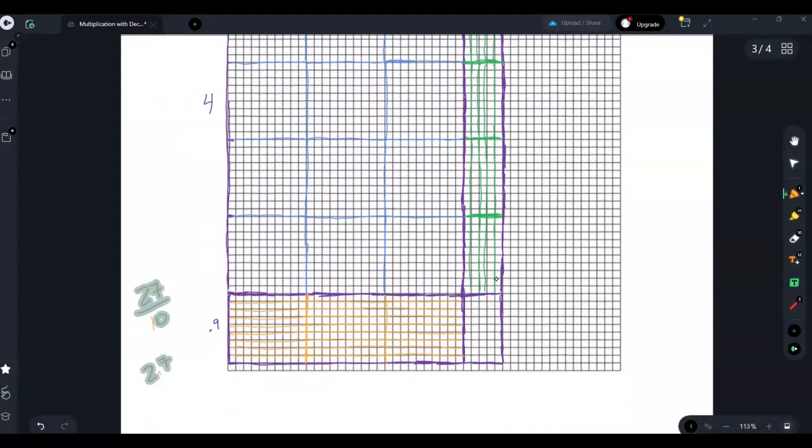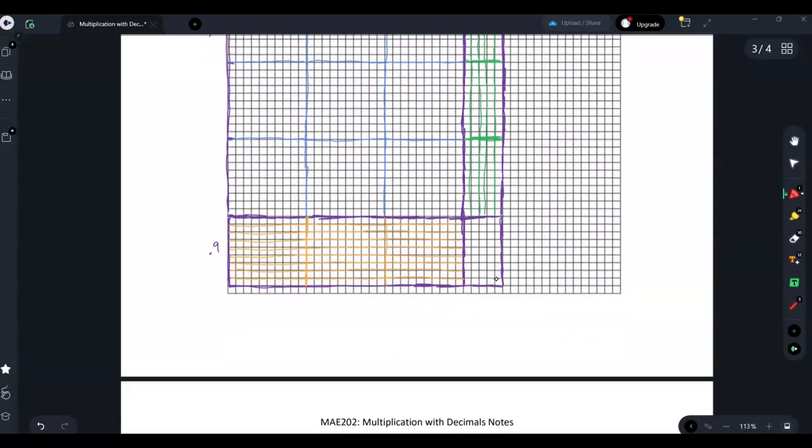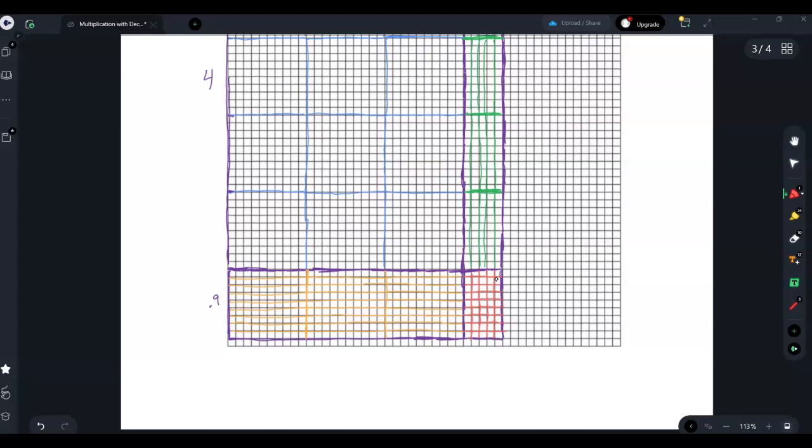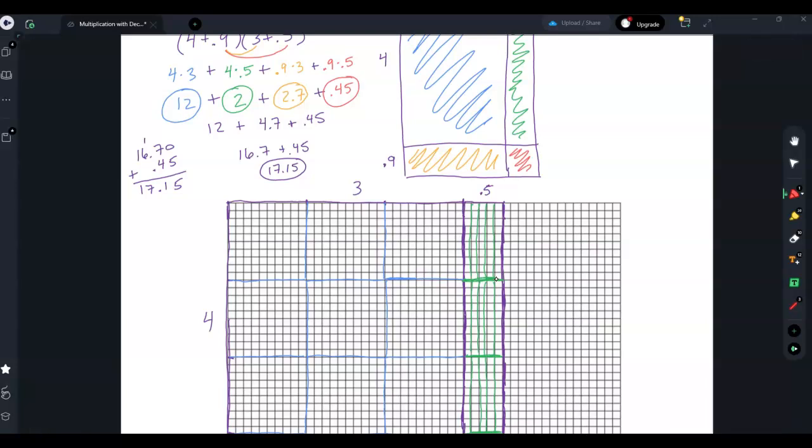And then finally, let's do our last box. So for our last box, we can't fit any flats and we can't fit any rods, so we can only fit our units. But we have 9 going this way, and then we have 5 going this way. So 9 times 5 is 45. 45 little small cubes, or 45 hundredths. 45 hundredths as a decimal is 0.45. So that's where we're coming up with the 45 hundredths right here.